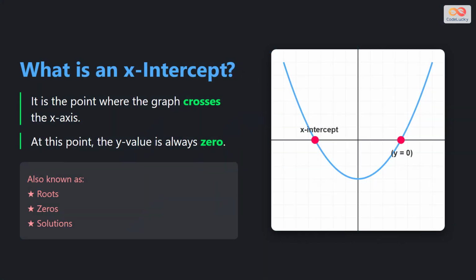First, let's define what we are looking for. An x-intercept is simply the point on a graph where the line or curve crosses the horizontal x-axis. The most important thing to remember is that at any x-intercept, the y-value is always 0. You might also hear these points referred to as roots, zeros, or solutions.